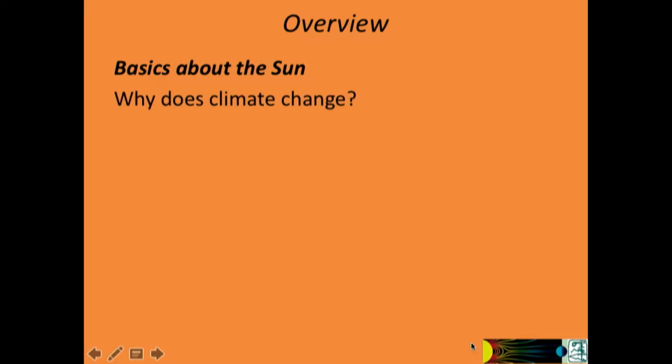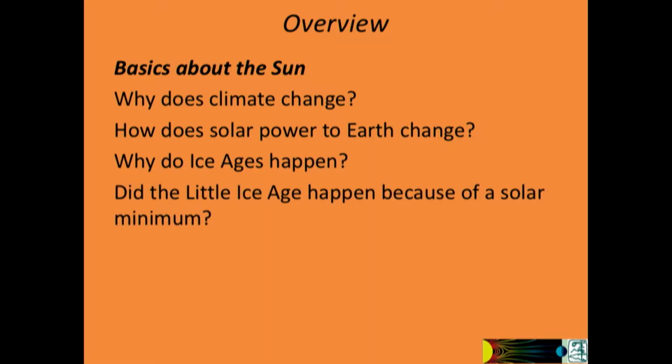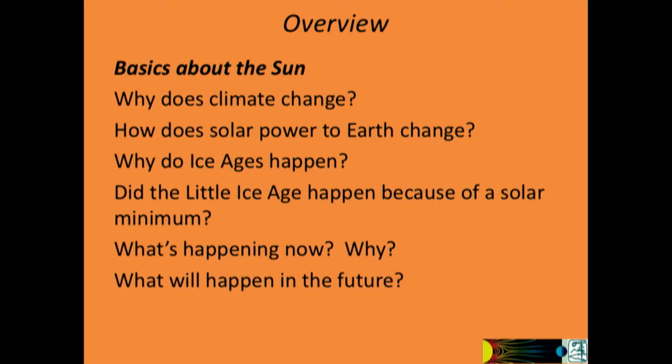We'll learn some basics about the sun, and trying to see what you can see. And why does climate change? Partly because of the sun, also because of some other things. How does solar power change on Earth and why? Why do ice ages happen? And big question in everybody's mind: what about the Maunder Minimum? I get this question all the time. Did the little ice age happen because the sun got dimmer? And what's happening now, and why, and what's going to happen in the future. So we'll take a look at some of these things, and I know that you have questions, and I'm looking forward to your questions. We'll save time for that.